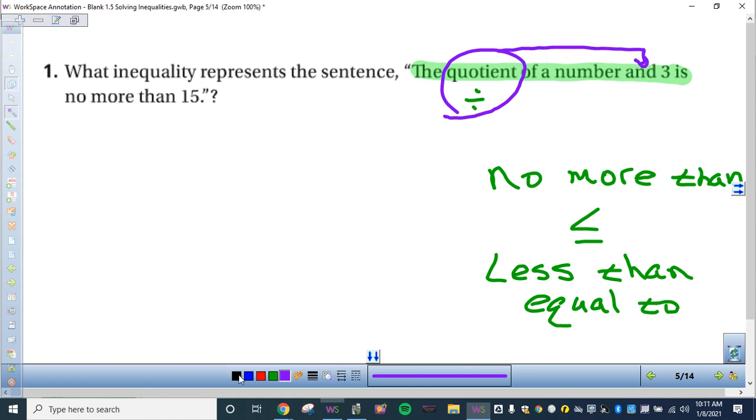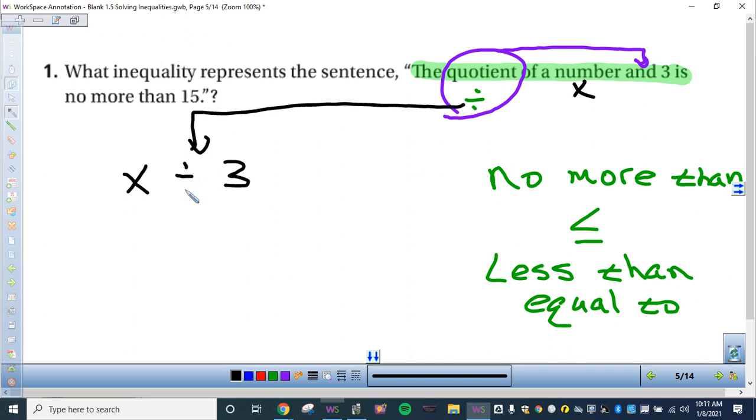So here's what I mean by that. Remember, the number part is our x. So we have x and 3, and I put my divide sign in between, like that. We have a less than sign and equal to, so less than or equal to 15. Okay, you may see that problem written like that.